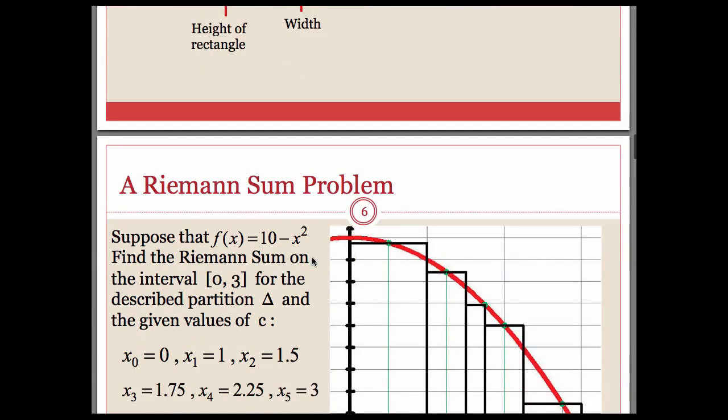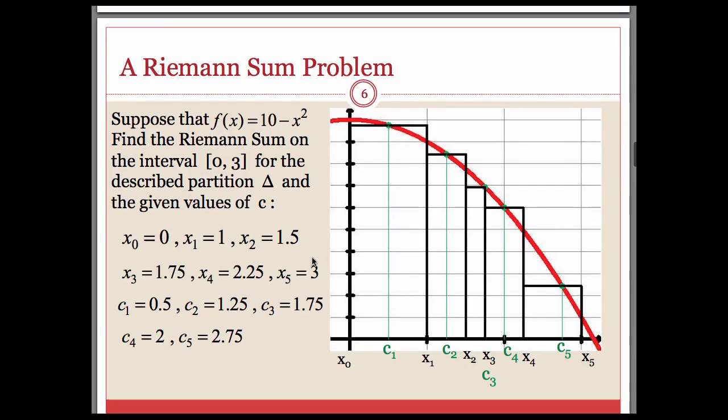So let's take a look at an example problem. Here we have the curve 10 minus x squared, and we are asked to find a Riemann sum on the interval from 0 to 3 for the described partition delta and the given values of c. So take a look at what you're given. You have x sub 0 being 0, right there. x sub 5 is 3, so there are your left and right endpoints of the interval. Now notice how you're told x1, x2, x3, and x4. That's telling you where each of the rectangles is ending.